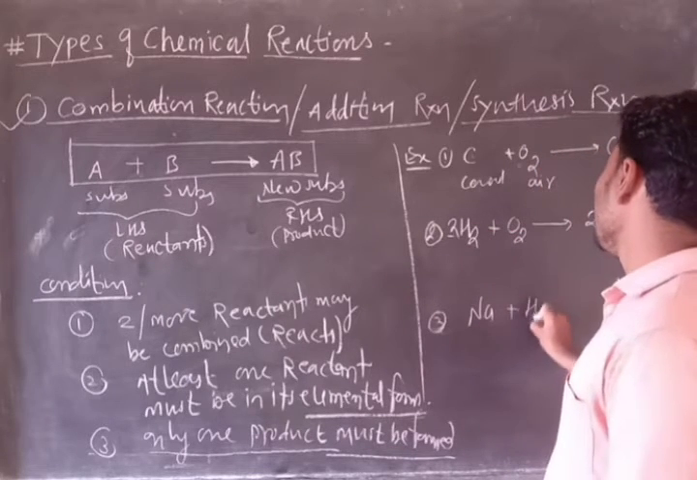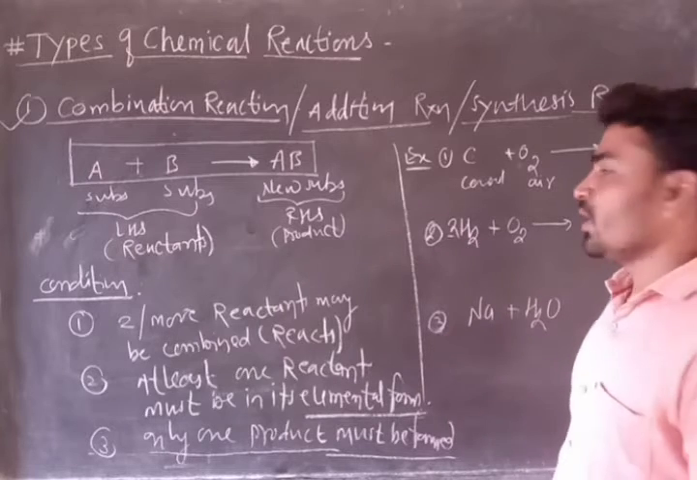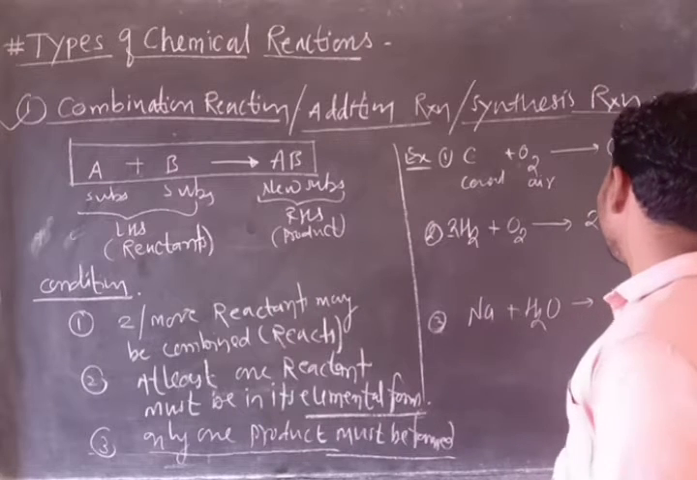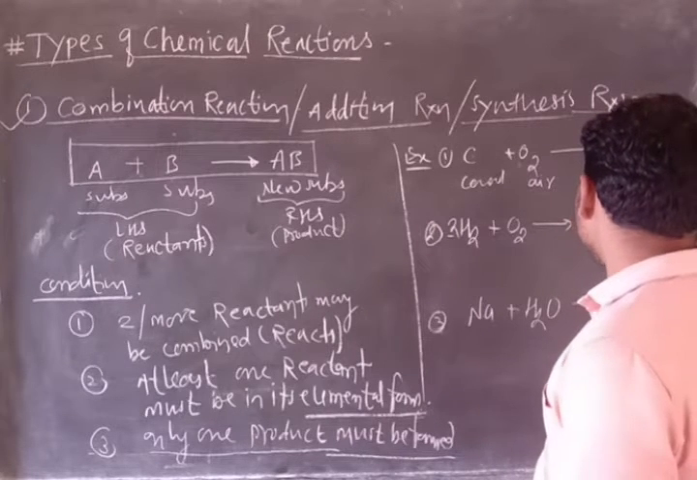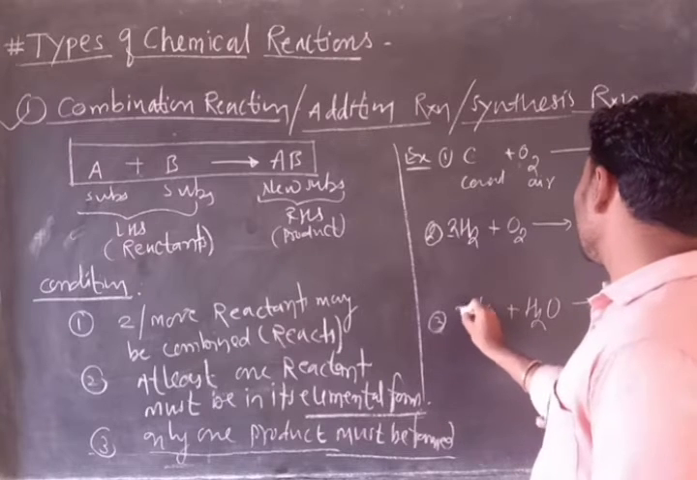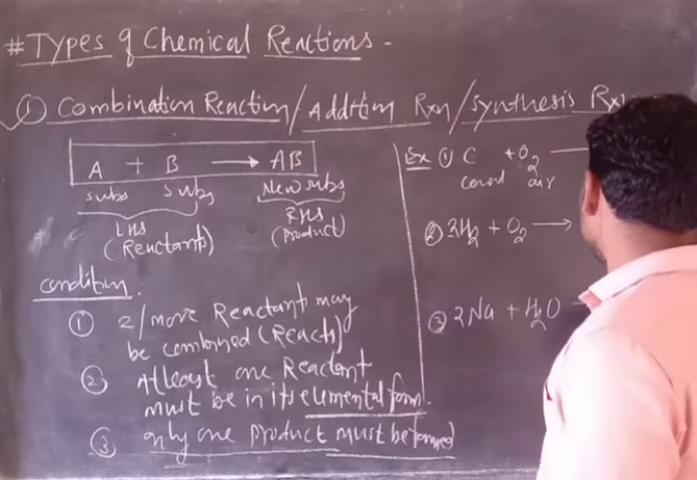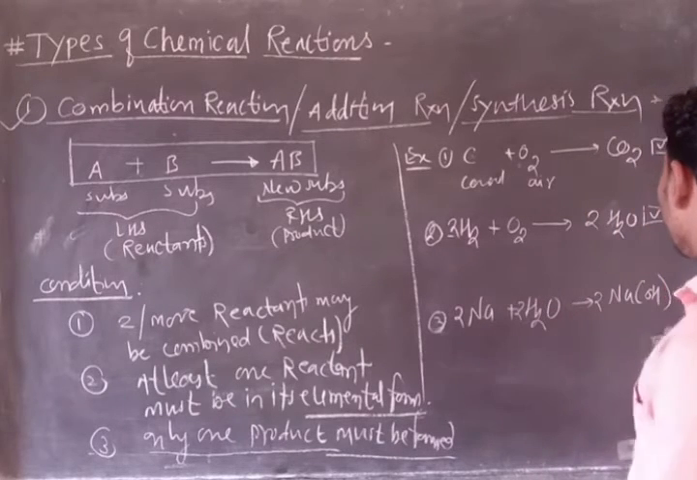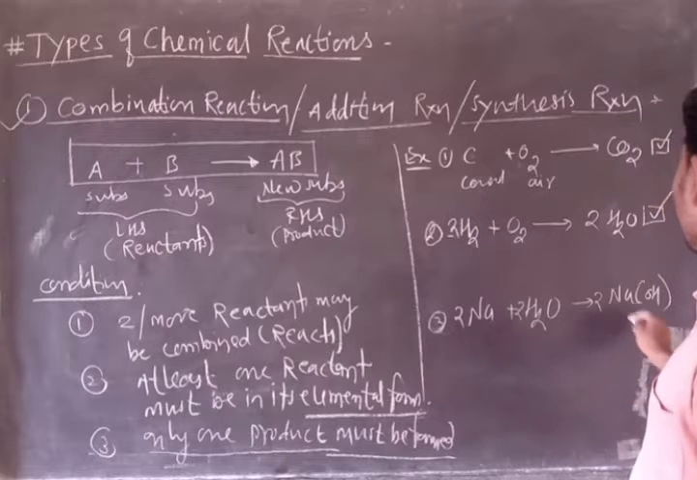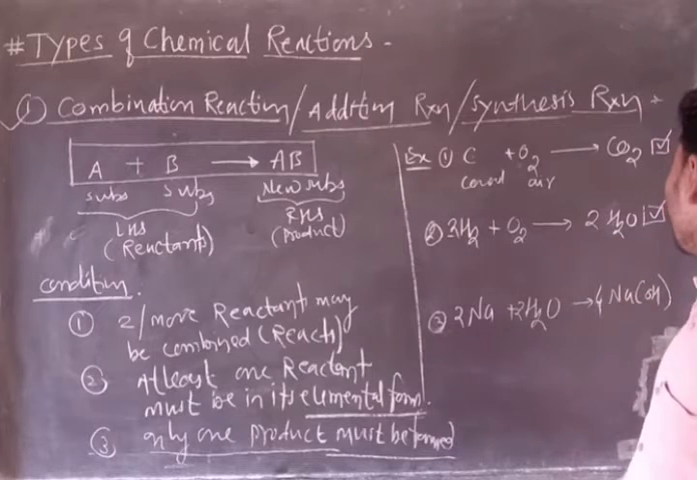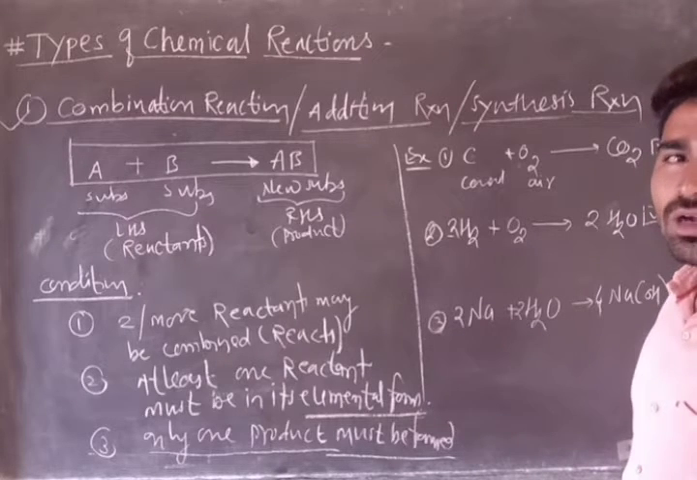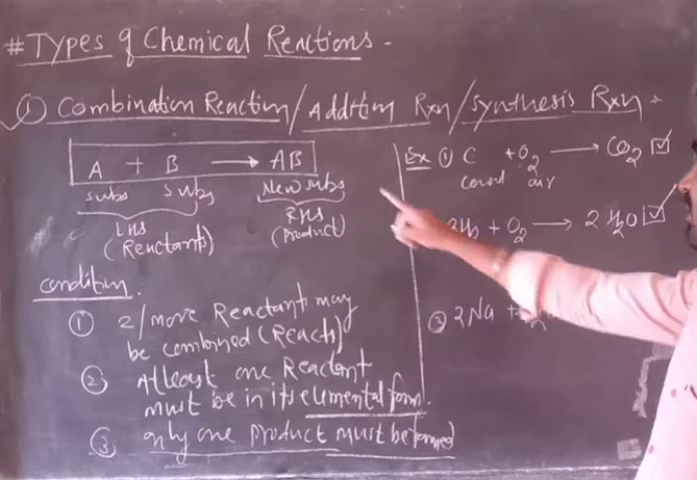And when I say this is going to react with water, definitely it is going to form NaOH. And to balance the reaction, I have to write 2 here and 2 here. So now this reaction is almost balanced. Here there are 4 hydrogen, so I have to write 4 hydrogen. Okay, we will try to balance it later on, but we learn how to write the combination reaction.